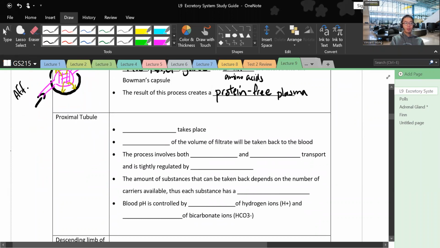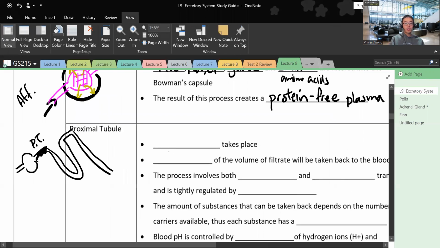Next is the proximal tubule. And if you need a reminder, that's the Bowman's capsule, right? Loop of Henle and so on and so forth. This is the Bowman's capsule right here. This is the proximal tubule right here, the part right after your Bowman's capsule. Let me just redraw that again, a little bit nicer. Okay, so we're at this part right here. So what's going on in the proximal tubule?